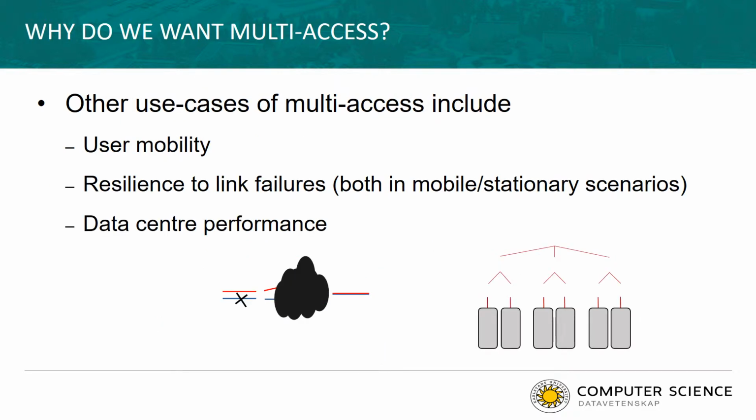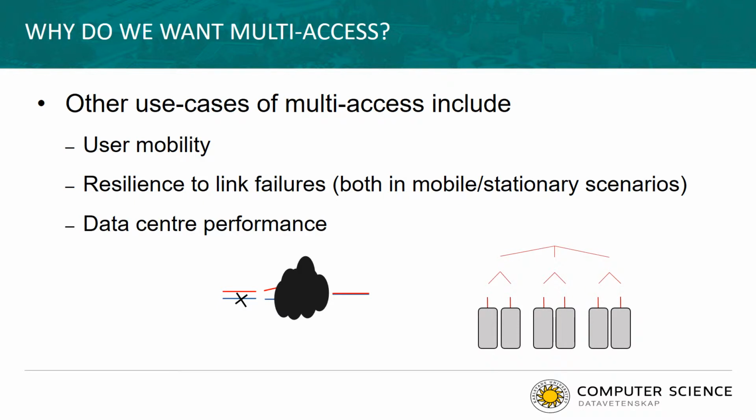But we also have many other very important use cases for multi-access. One of them is to more seamlessly support user mobility. If we move in and out of coverage between different networks, and we can have the different connections up simultaneously, we don't have to restart our connections and have perhaps an interruption in the communication.